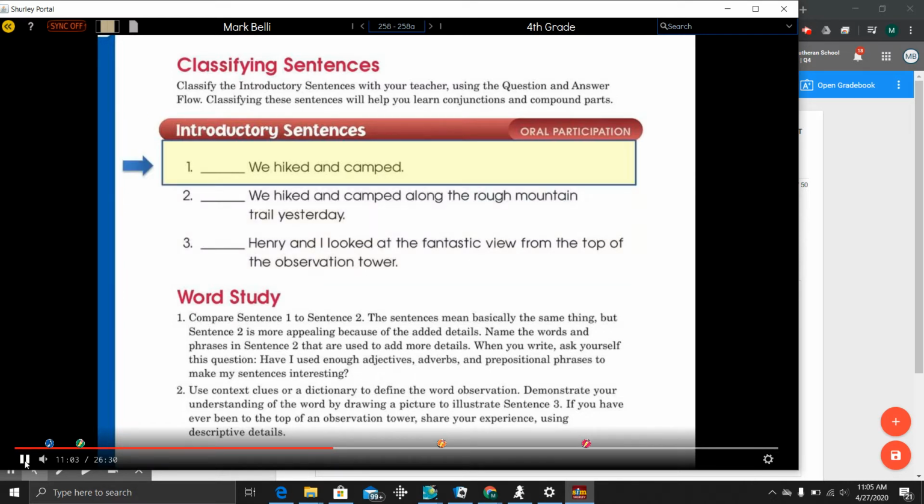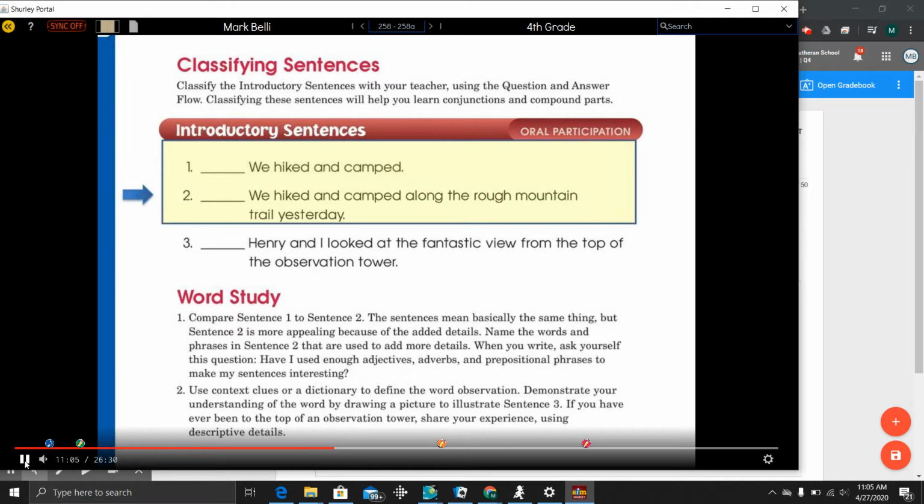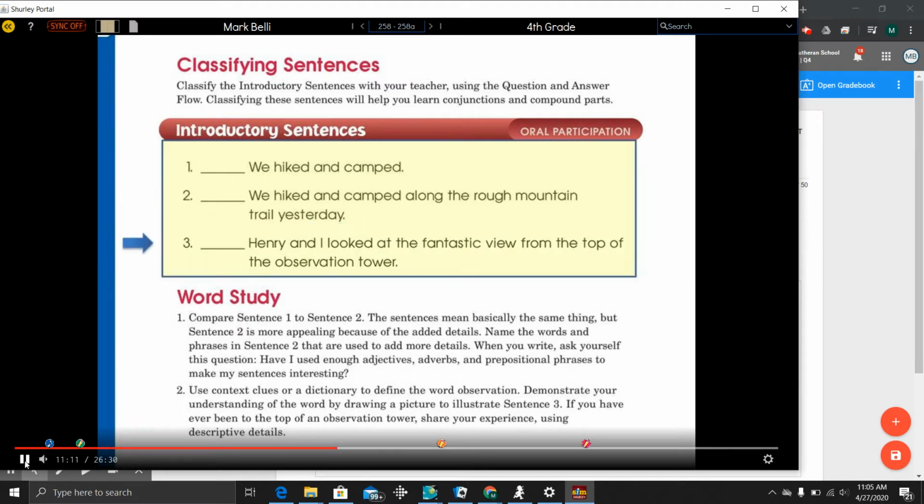Sentence 1. We hiked and camped. Sentence 2. We hiked and camped along the rough mountain trail yesterday. Sentence 3. Henry and I looked at the fantastic view from the top of the observation tower. Let's take a closer look at number 3. Can you find a word that can be replaced with a synonym to give the sentence a more specific or different shade of meaning? They're looking at the verb looked.